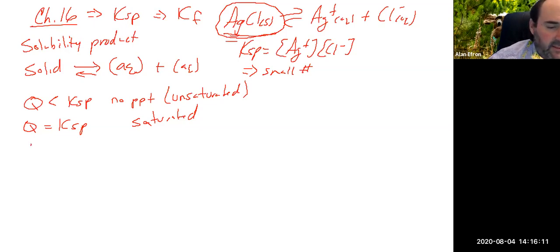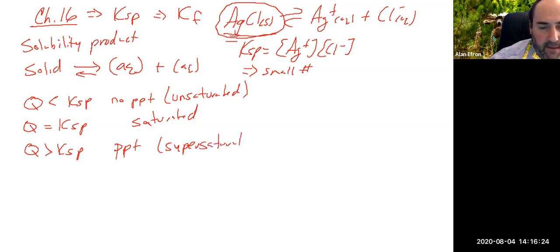And that brings us to the last one, which is Q greater than KSP. If it is, we would expect a precipitate to form, and that's sometimes referred to as a supersaturated solution.